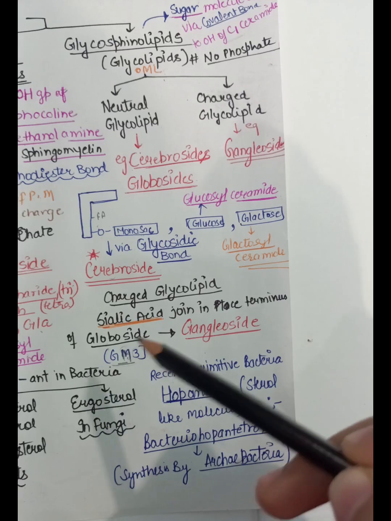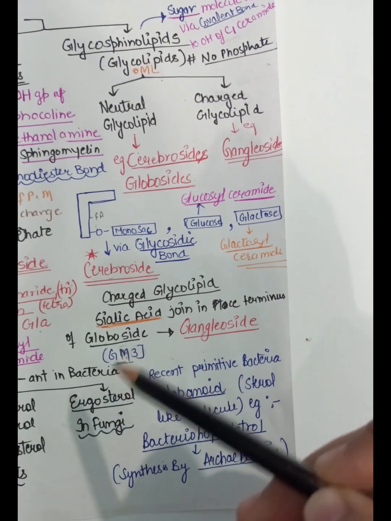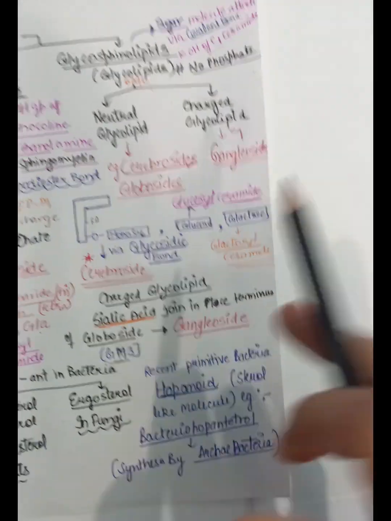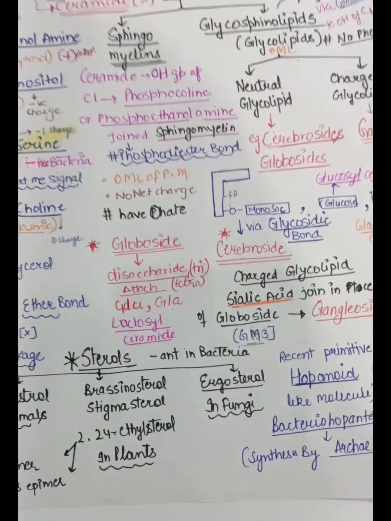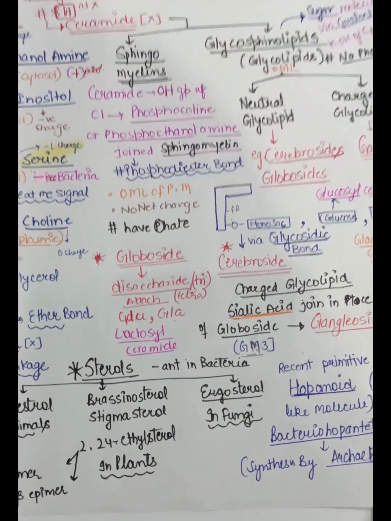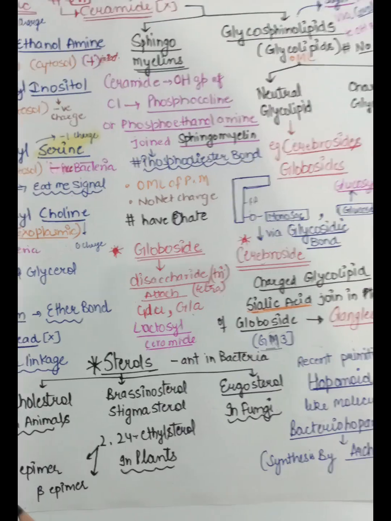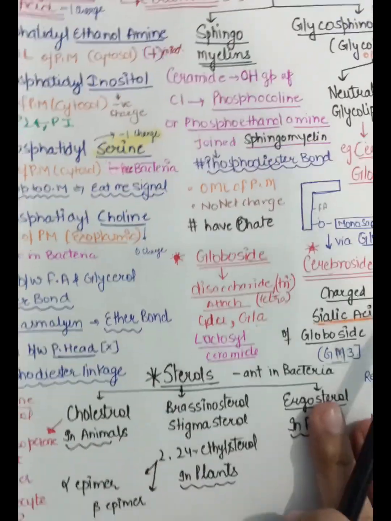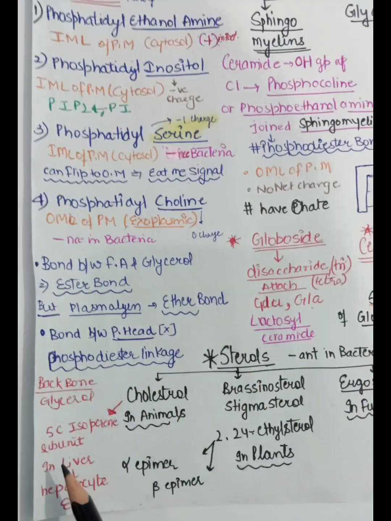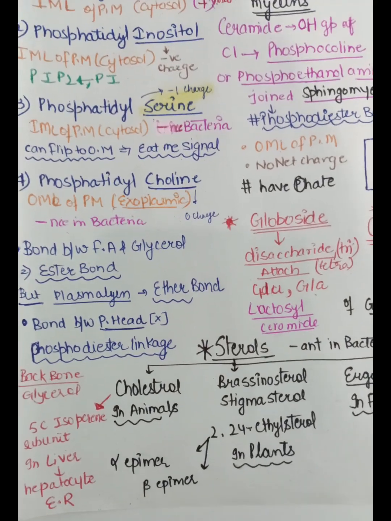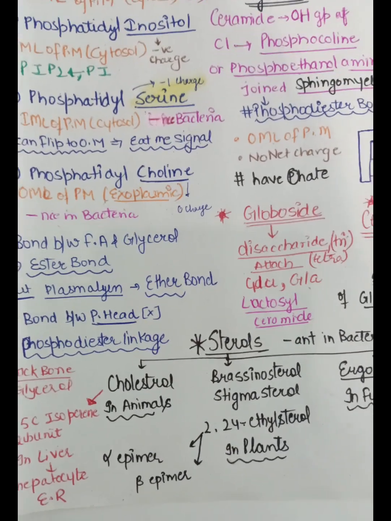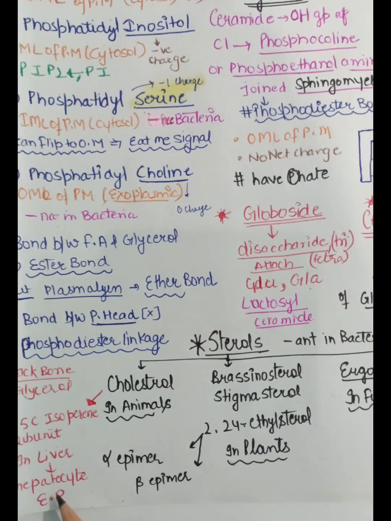Next we talk about sterols. Sterols are also structural lipids which are present in the plasma membrane. In the case of animals, it is cholesterol, which is derived from the 5 carbon isoprene subunit, and it is synthesized in the liver hepatocyte cells, in the endoplasmic reticulum of the liver. The cells of the liver are called hepatocytes.